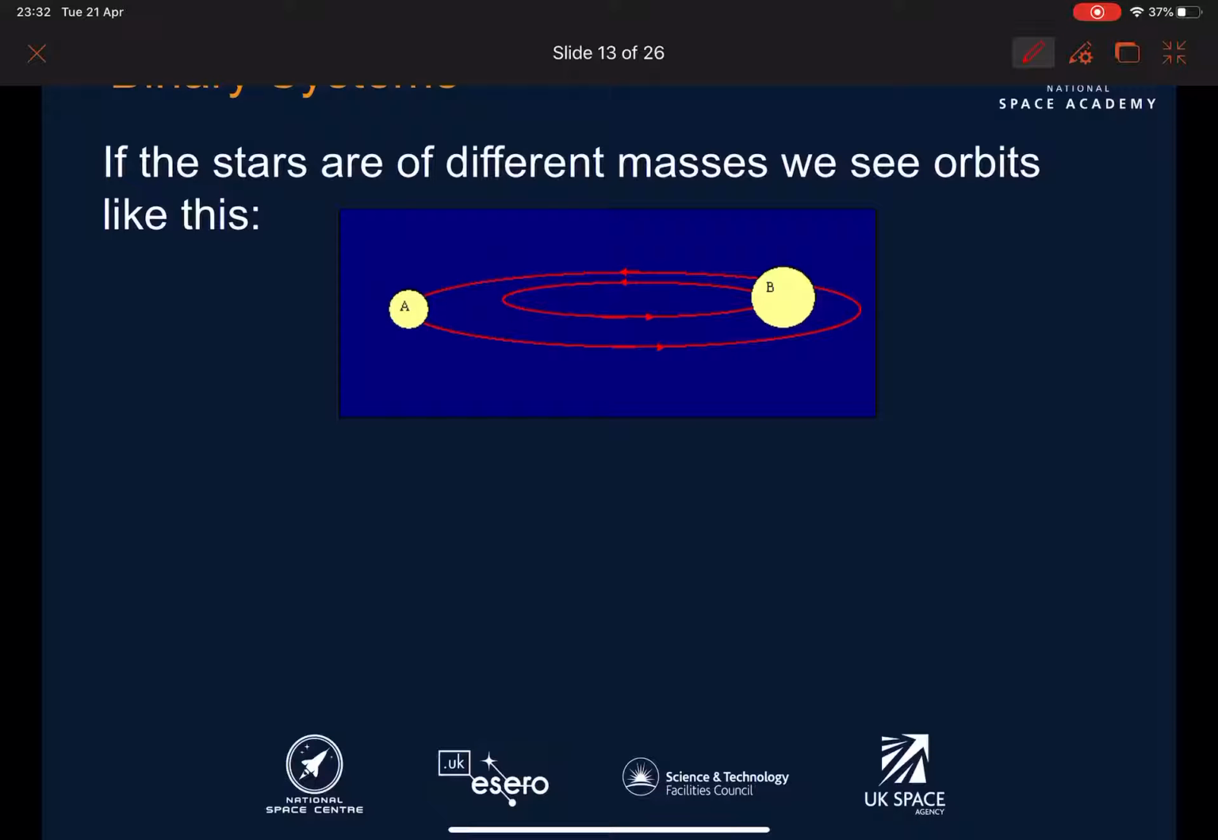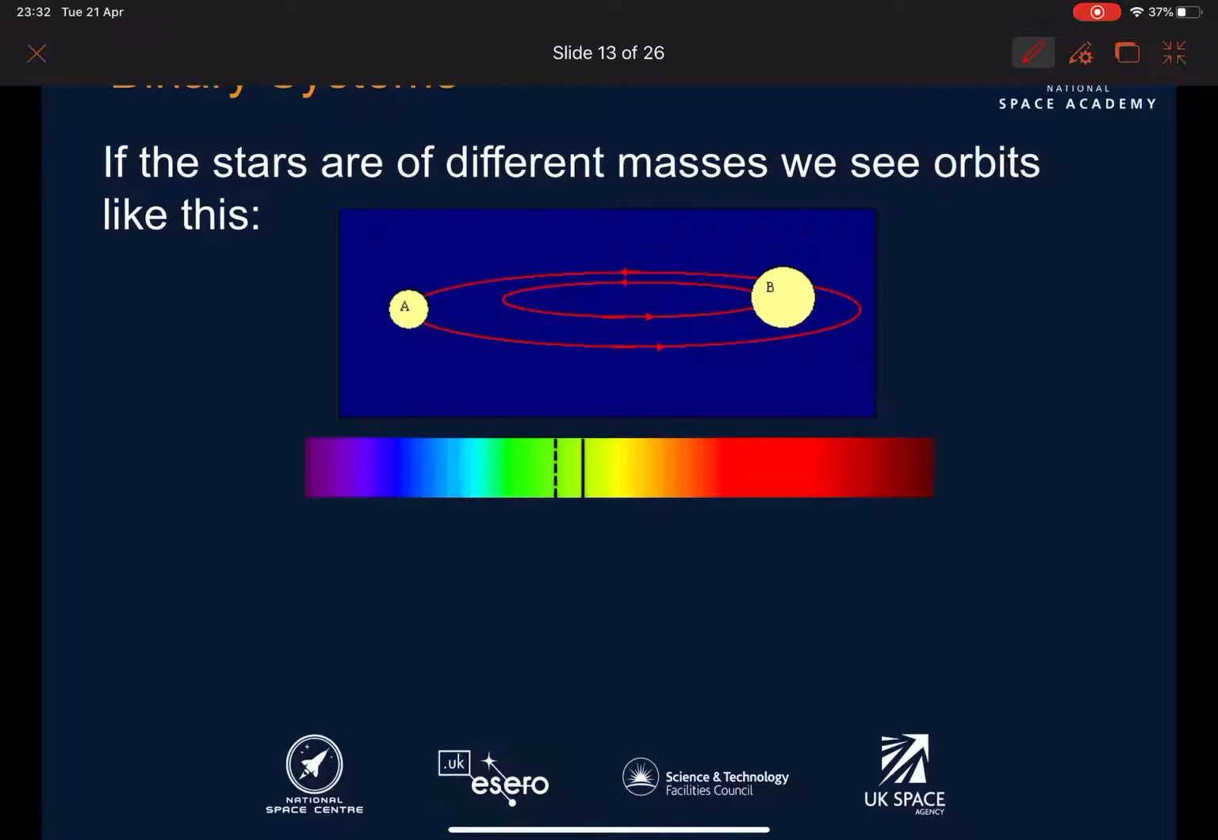Moving on. If the stars are of different masses, this is just a recap, I've already explained this to you. We can see clearly here that one of these stars is shifting more than the other over here. So the one with the smaller shift is the more massive star. Just remember that. The one with the smaller shift is the star with the higher mass.